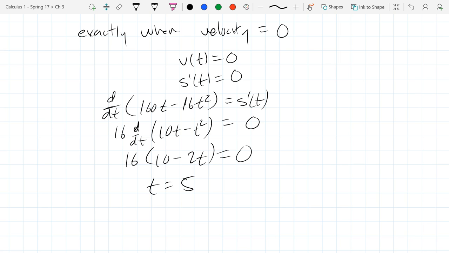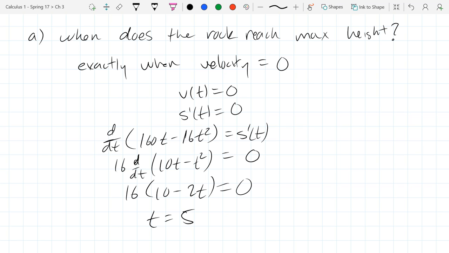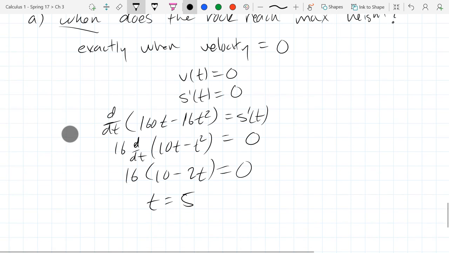So any questions about t value of 5 for that derivative? So does this answer the question, when does a rock reach max height? So at 5 seconds, so that's the when. Now, what question is natural to ask after this? We know when it hit max height, but what is the actual maximum height? So let's answer that for part B.